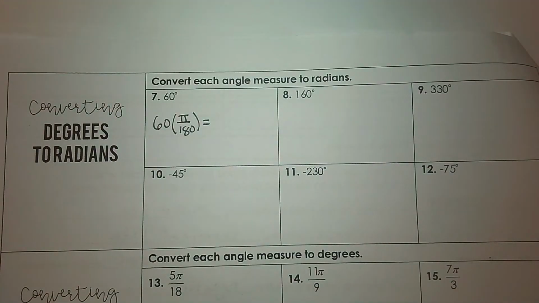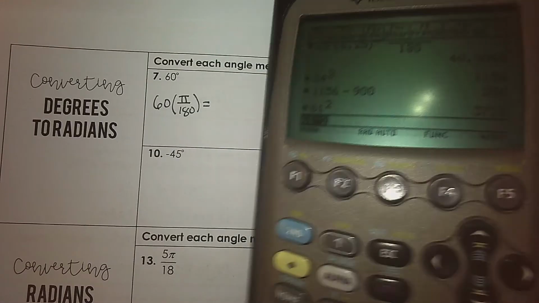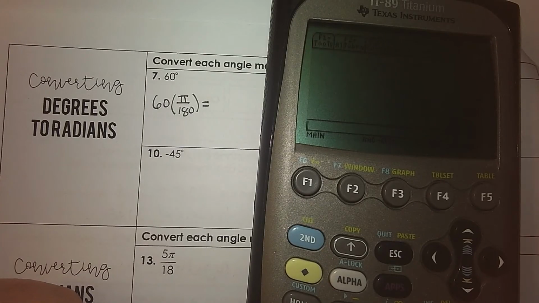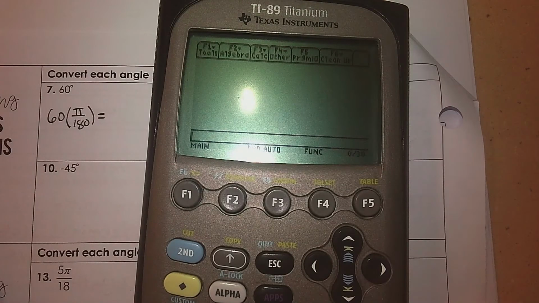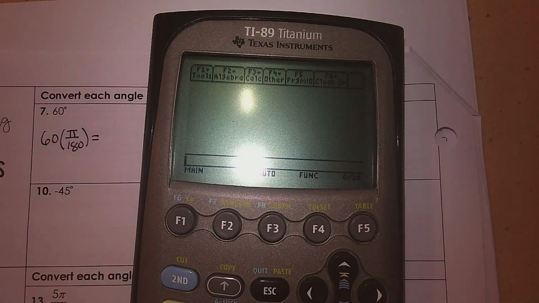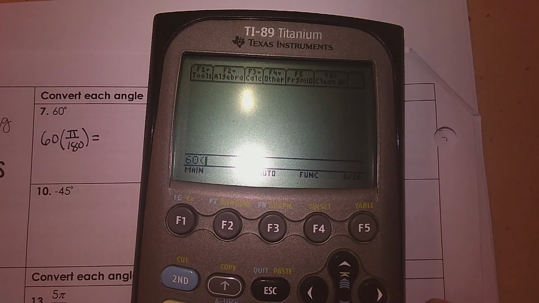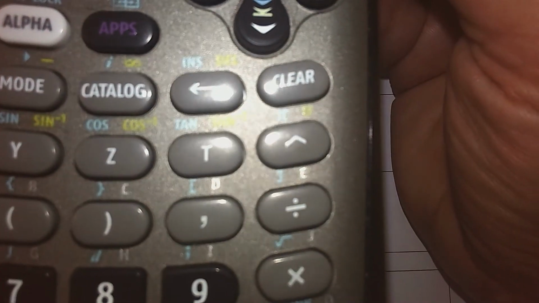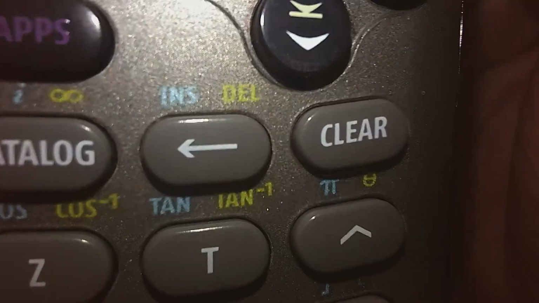So, I'm going to take my calculator. I'm going to go 60. So the more you listen, the easier the video is, and you'll learn something. Do you know where pi is on your calculator? So it's in blue. Can you see it in blue right here?